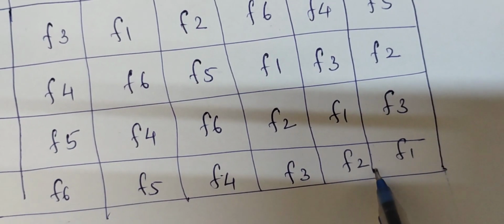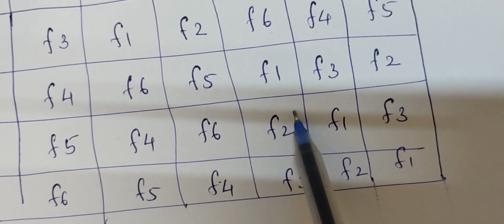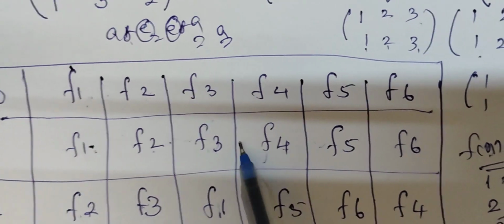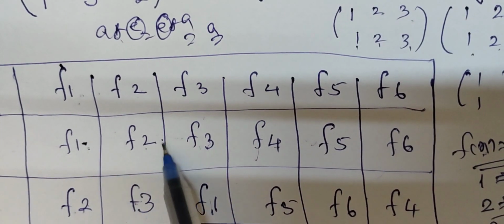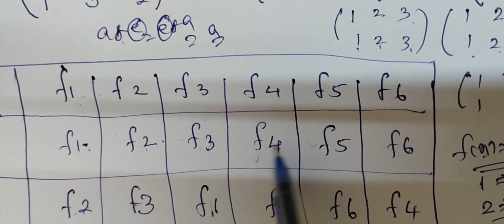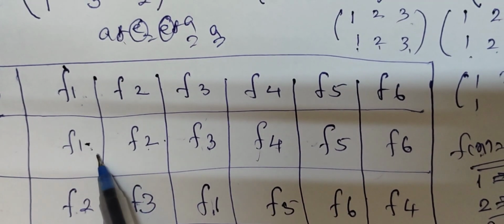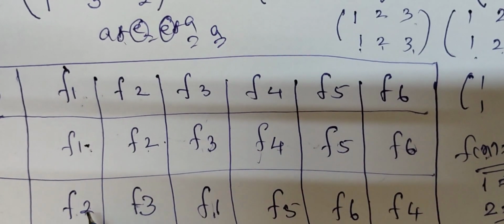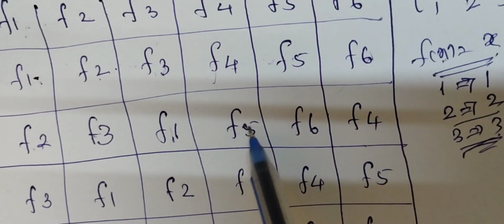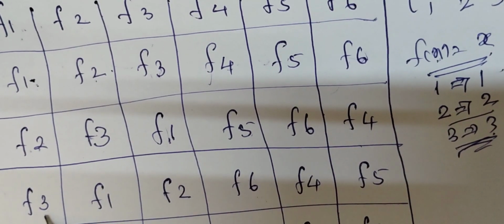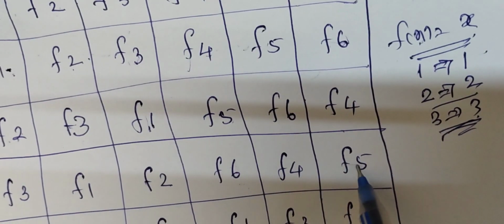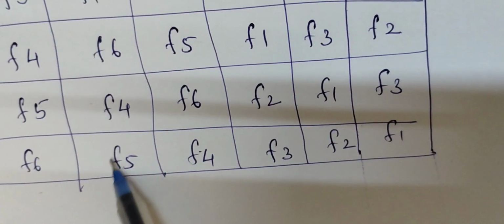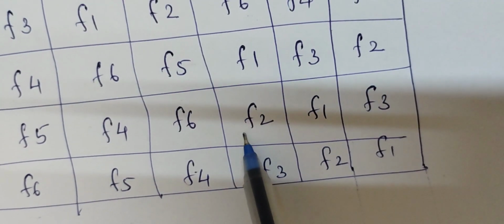So in the similar way, we can fill this column. That is total 36 elements. And the main thing is, there is no repetition of elements in each row. See here, first one F1, F2, F3, F4, F5, F6. There is no element repeated. Then second one F2, F3, F1, F5, F6, F4. Also F3, F1, F2, F6, F4, F5. So similar case, in each row there will be no repetition of elements. That is the important one.